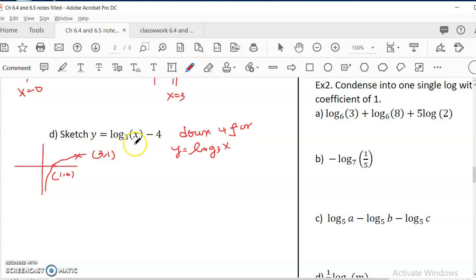So down 4 means every single point moves down. The asymptote is still here, you just shift up and down. So your vertical asymptote is still x equals 0. Instead of 1, 0, you will have 1, negative 4. You can think of it as the whole thing moved down. And 3, 1 becomes 3, negative 3, right? So it's kind of like this. Eventually it would go up. 3, negative 3. That's how you graph it by transformation.